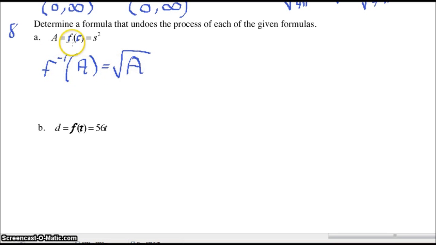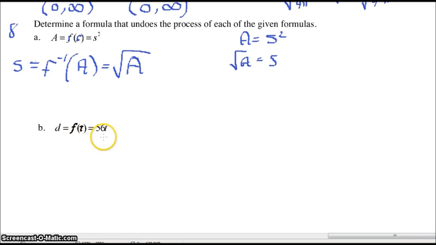Notice the input of the original function was s, and the output was an a value, so the input of the inverse function will be a and the output will be an s. So one other way you could have done this one, just say a equals s squared, take the square root of both sides, ta-da!